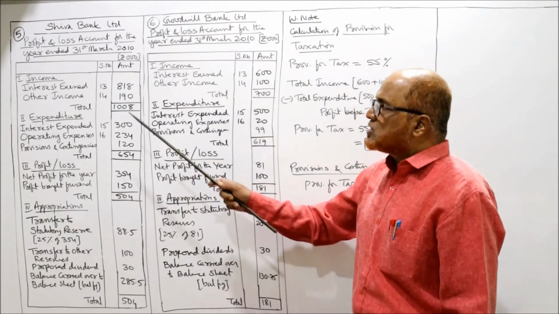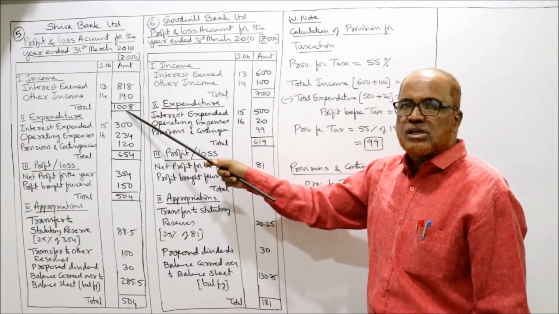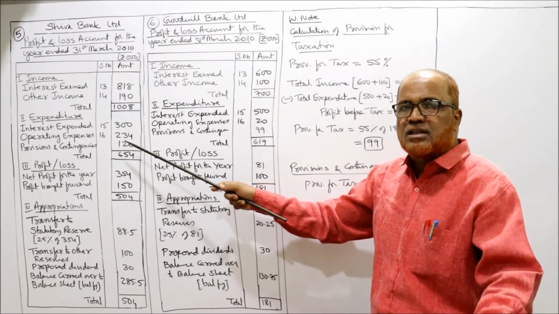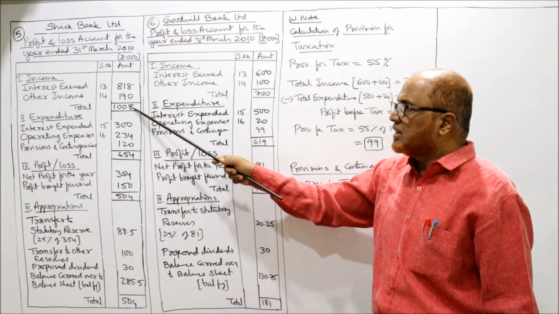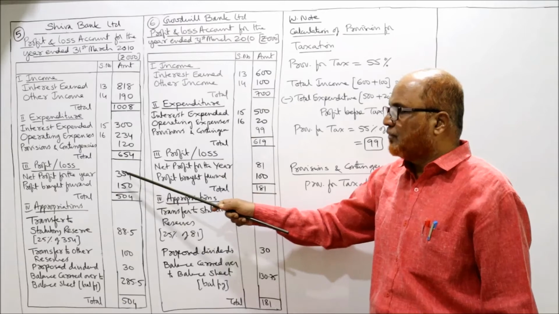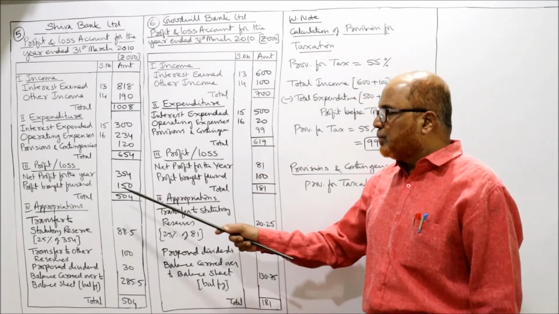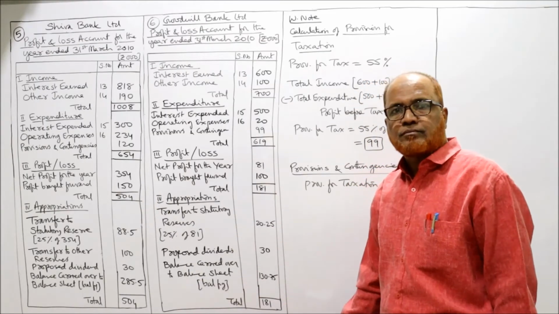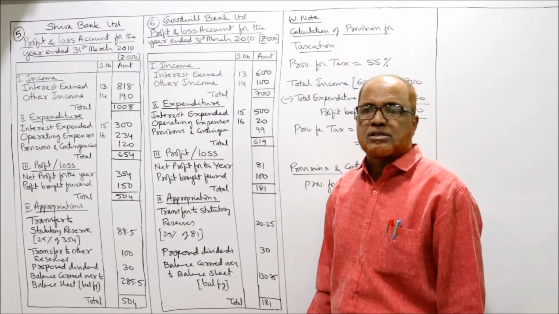So first of all, interest earned and other income, both are given in the problem, 1008. Interest expended, operating expenses, provisions and contingencies, all three are given in the problem, 654. Income minus expenditure, 1008 minus 654, 354 is the profit for the year. Profit brought forward is given in the problem, 150. Total profit is 504. From this we have to make the appropriations.